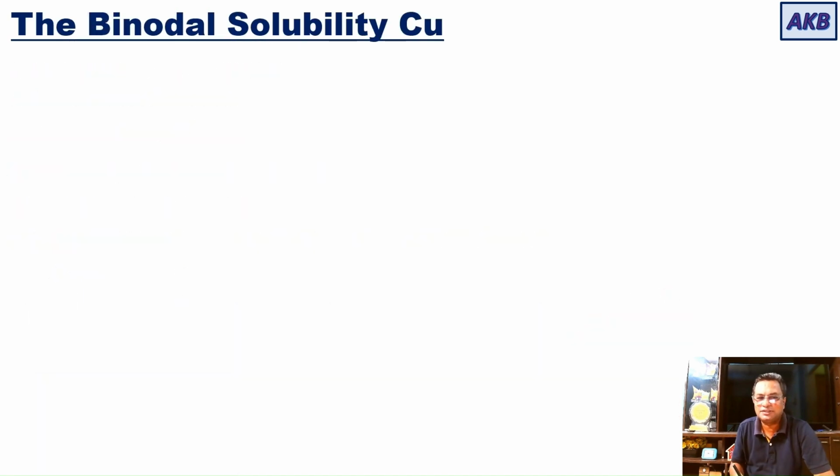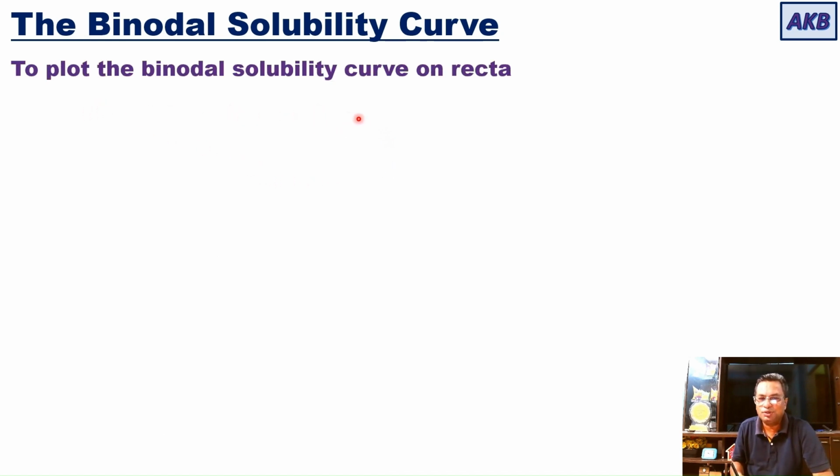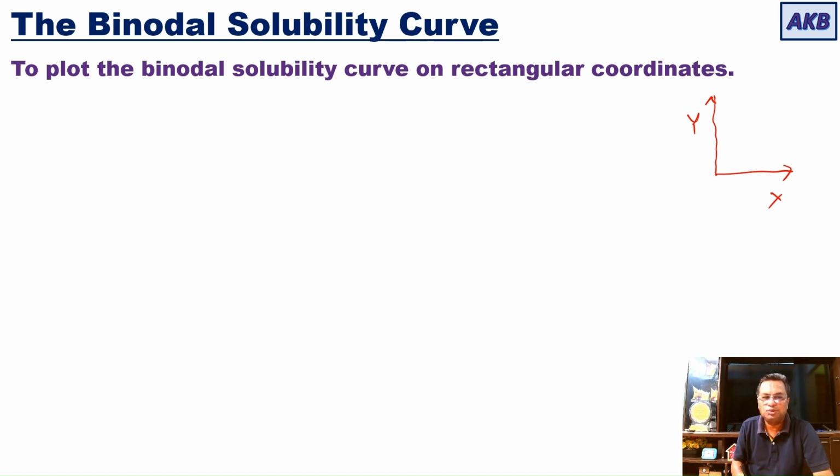Now let us know how the binodal solubility curve can be plotted on a rectangular graph. In order to plot the binodal solubility curve on rectangular coordinates, there will be two axes, x-axis and y-axis. And now we are going to learn how to plot the binodal solubility curve on such a graph.